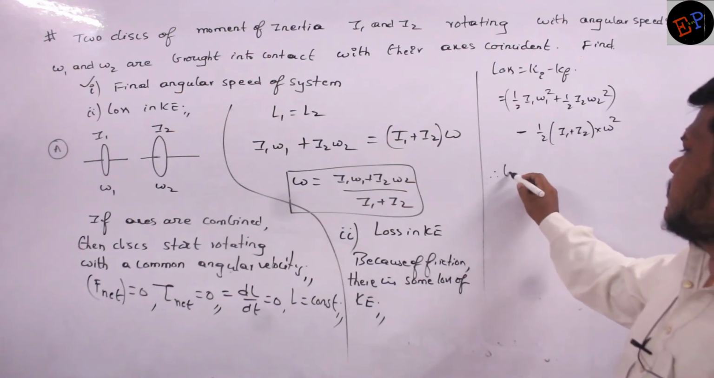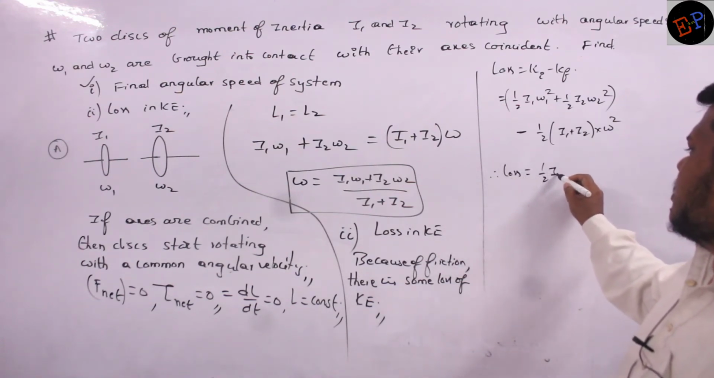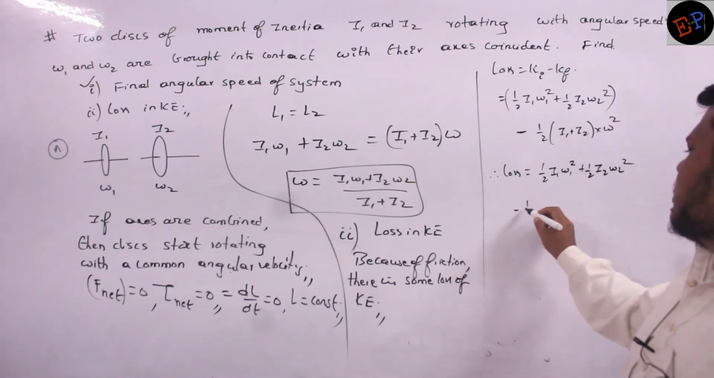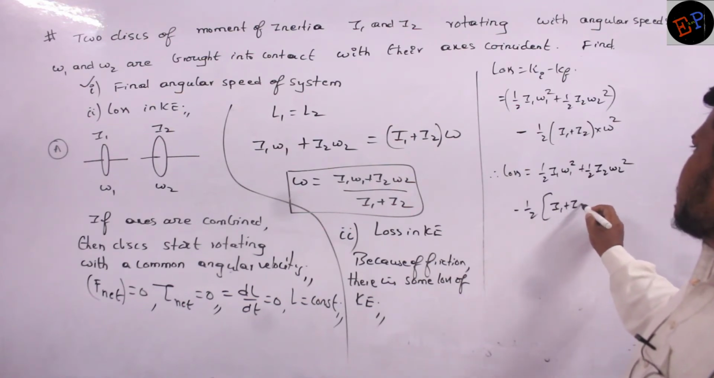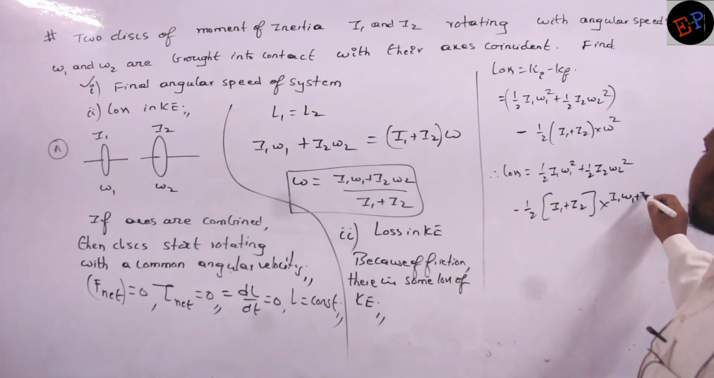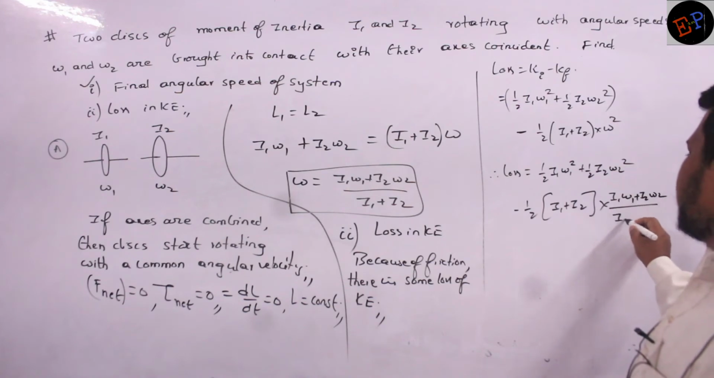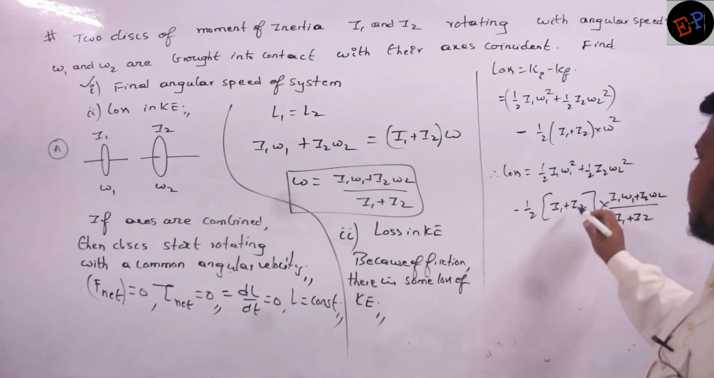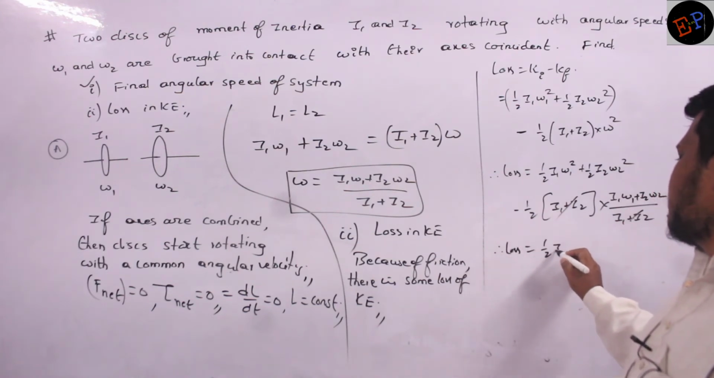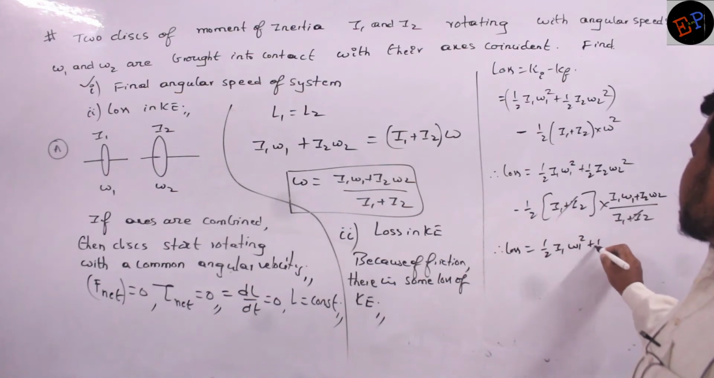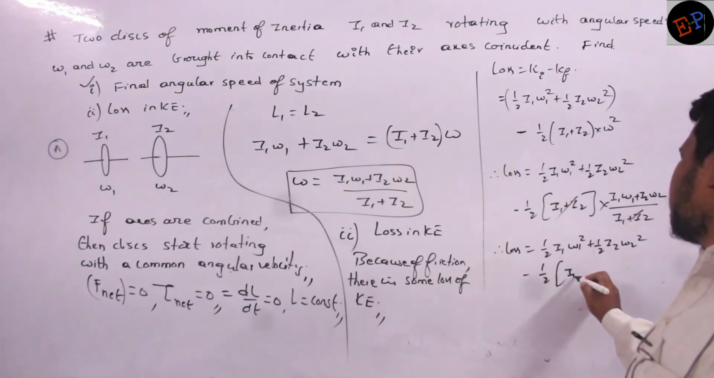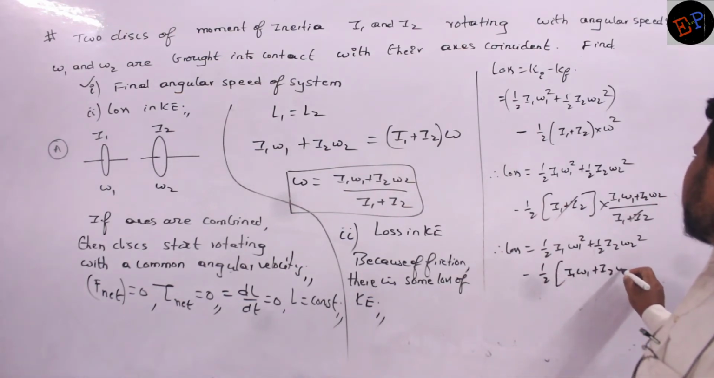Substitute here. So the loss in kinetic energy is half I1 omega 1 square plus half I2 omega 2 square, minus half of I1 plus I2 multiplied by omega. Omega is how much? I1 omega 1 plus I2 omega 2 divided by I1 plus I2. Clear now? So try to simplify this one. Loss in kinetic energy is half I1 omega 1 square plus half I2 omega 2 square minus half of I1 omega 1 plus I2 omega 2.